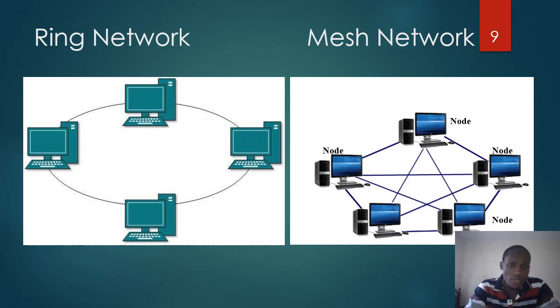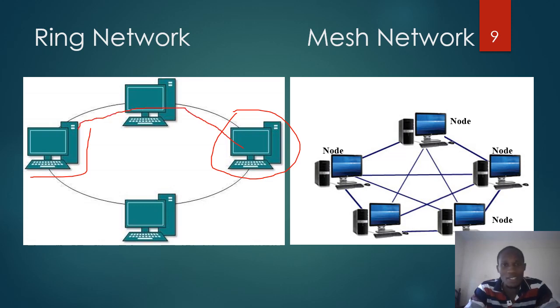Then the ring network, as you can see, we are having a ring. The nodes are arranged in a ring type manner, and therefore if this computer intends to communicate with this computer, then that information must be sent, and it will pass through this node before reaching that destination. So each node depends on the next node for communication. Now supposing this node fails, can you guess what happens? There's no communication between the other two nodes.